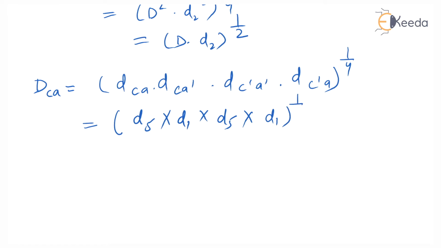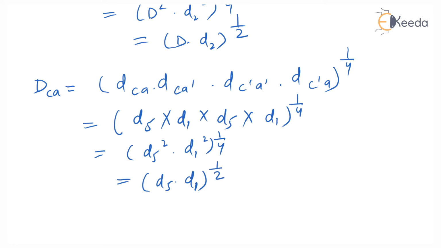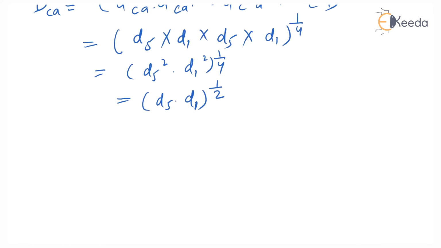D1 to the power 1 by 4. So this is equal to D5 square into D1 square to the power 1 by 4, or we can write this as D5 into D1 to the power 1 by 2. Now put the value in equation number 2.